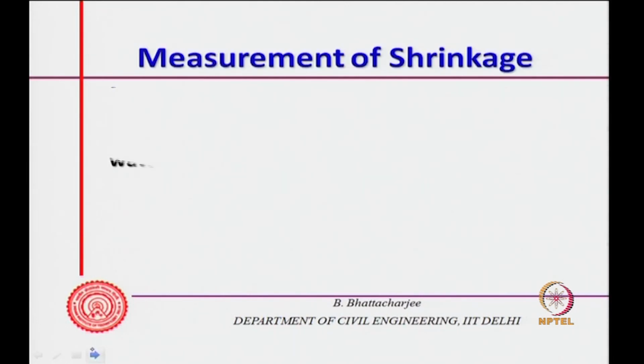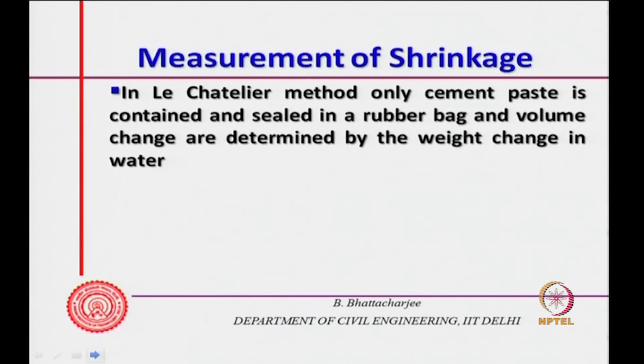While if you look at Le Chatelier's method, which is also measuring dimensional change in cement paste, it is contained and sealed in a rubber bag, and volume changes are determined by the weight change in water. So, the whole sealed bag you can put in water and measure any change in volume together with the rubber bag, because rubber can expand or contract according to the expansion or contraction of the specimen. So, as the specimen contracts, the rubber bag will also contract and its volume change you can find out. That is Le Chatelier's principle.